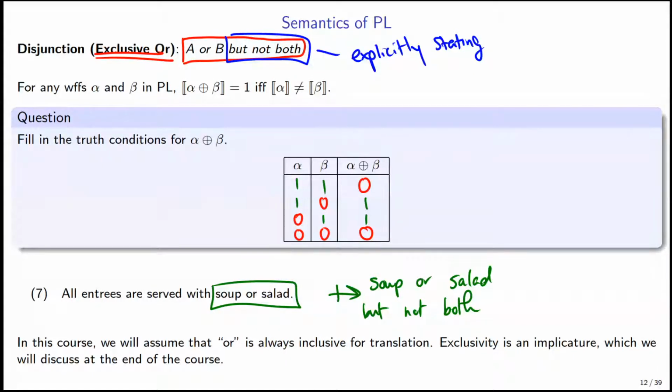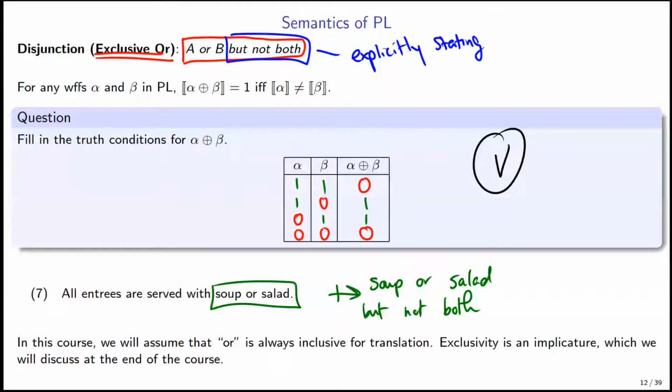And for that purpose, in this course, we will almost never see exclusive or. Almost everything that we deal with in this course is going to be the inclusive or. So that's what we're going to see for almost every or that we see. If we do use exclusive or, I will explicitly state that we are using exclusive or. So please keep that in mind.